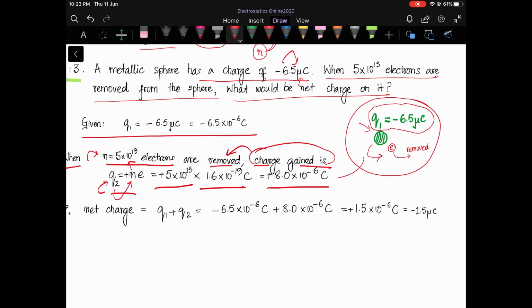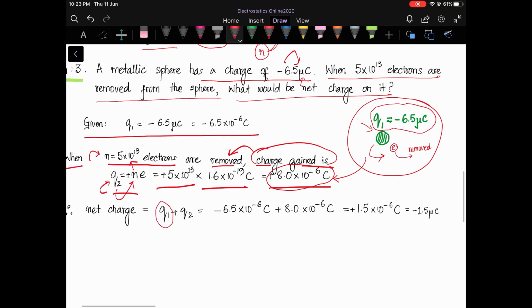Now if you recall, the body already has a charge of minus 6.5 microcoulombs. After removal of electrons, it gains a positive charge of 8.0 microcoulombs. So simply we are going to add both the charges Q1 and Q2. The first one is negative and the second one is positive. And if I do that, I'm going to get the net charge, which is going to be 1.5 × 10^-6 coulombs, which we can write as 1.5 microcoulombs.